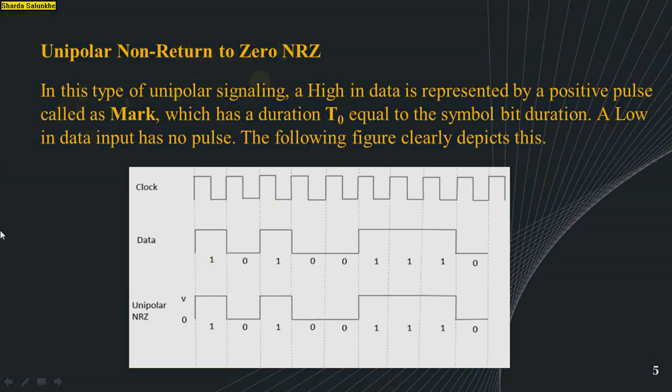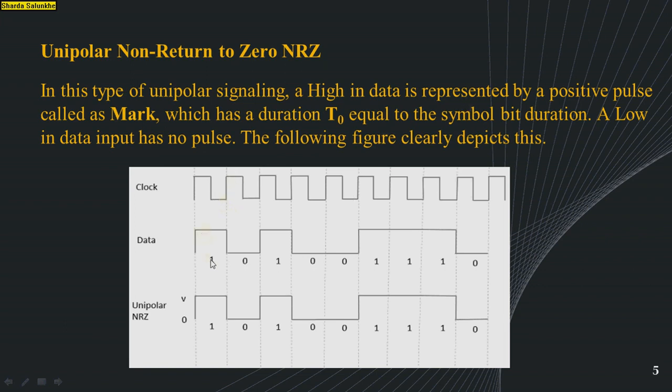In this type of unipolar signaling, a high in the data is represented by a positive pulse, called a mark, which has the duration T0, equal to the symbol or bit duration. And a low in the data input has no pulse. If no pulse is available, that indicates a low bit or 0 bit.